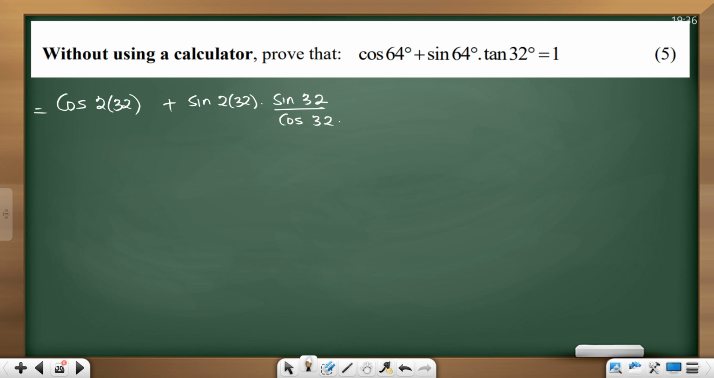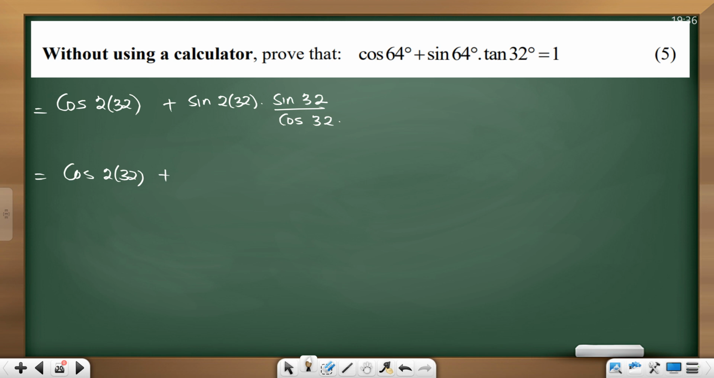Okay. Let's see. Cos 2 times 32 is cos 2A. We want to prove that it is equal to 1. I'll show you something. There are 3 of them. I don't know which one to use. So I'll keep it. Let me show you. If you're not sure, keep it first. Let's deal with this one.